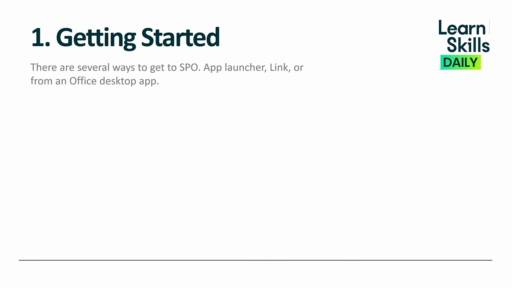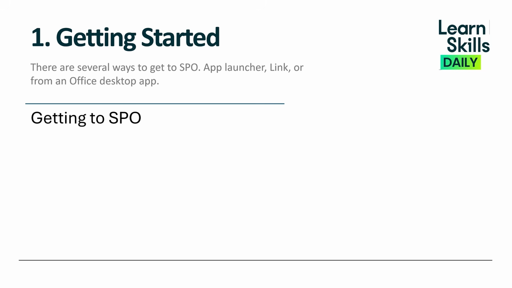Let's get started. Let's answer the question, how do we actually get to SharePoint? Well, there's several ways. We can get there from the app launcher. Most of the times you'll receive a link. You can also get there from any Office desktop application as well. So let's take a look at how we can get to SharePoint.